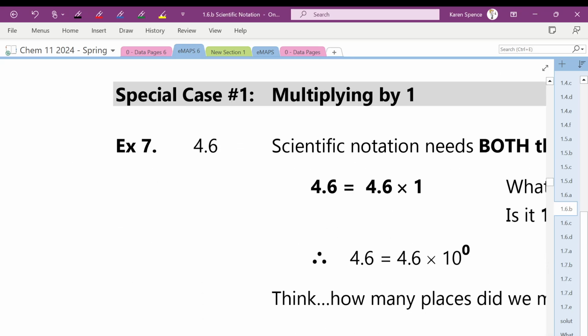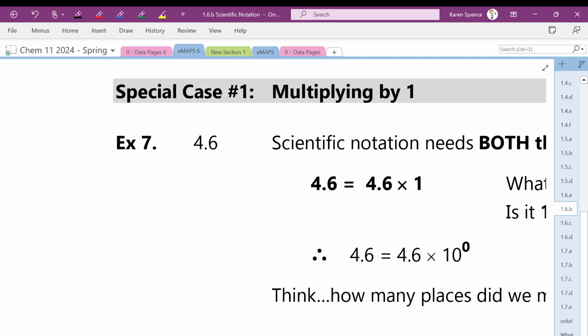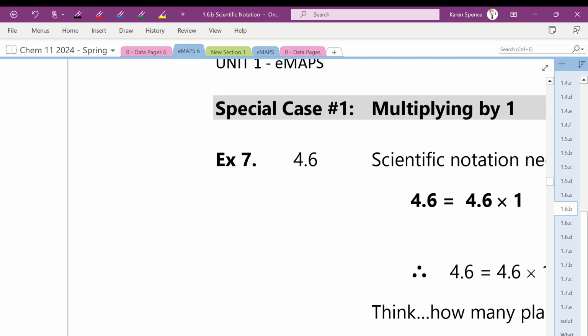Special case, multiplying by 1. Here's a number, and quite frankly, I'm not quite sure why you would need to write it in scientific notation, but you should know how. And the number is 4.6. Do I have one number in front of the decimal? Yes. So I don't need to move my decimal at all. But I still, in scientific notation, would need to write 4.6 times 10 to the something.